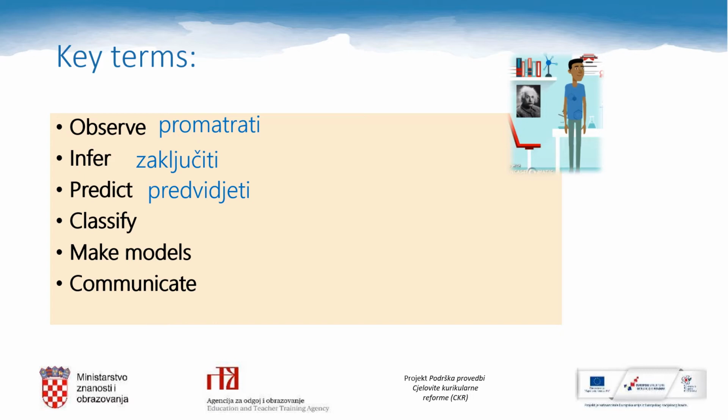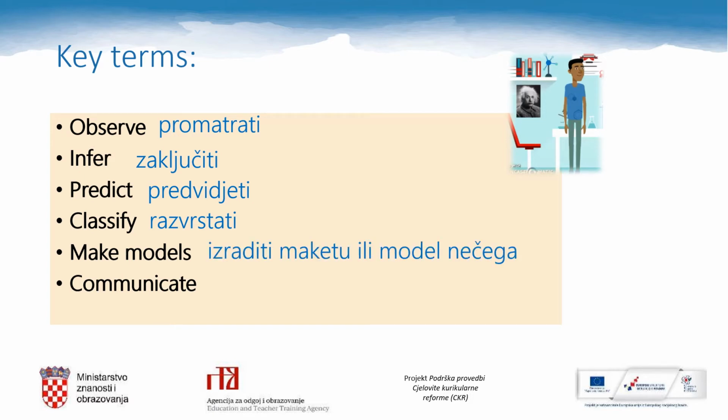After that, we have a word classify. When you put things into groups or categories. Razvrstati. Then we have make models. This one is easy, right? Izraditi maketu ili model nečega. And the last one, communicate. We all know what that means. Prenijeti ideju ili informaciju. We also say komunicirati in Croatian.